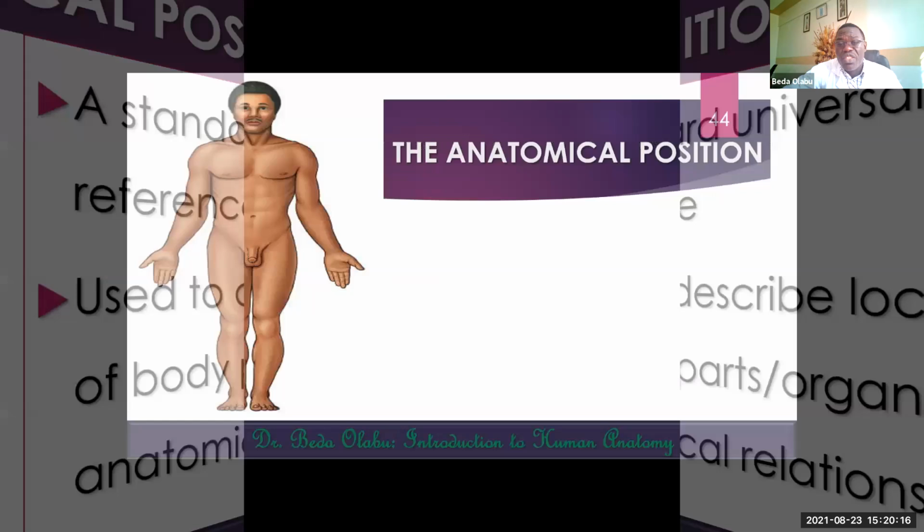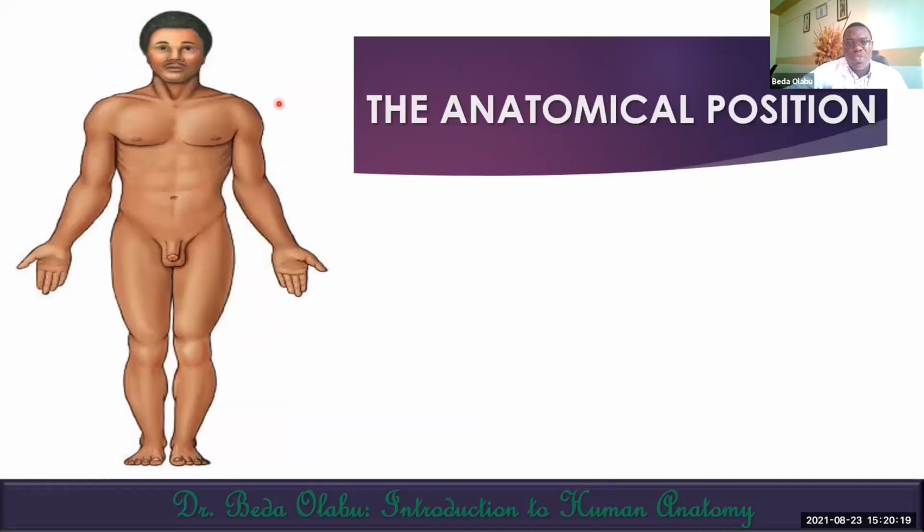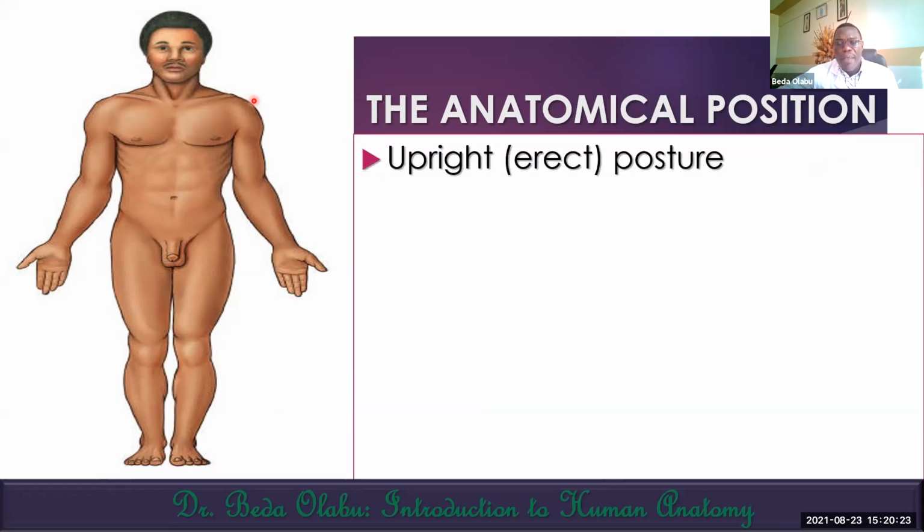So what is this anatomical position? In the anatomical position, we assume that the person is standing upright, as you can see here. So the anatomical position of man is an upright posture. That is to mean that when you're describing things in the body of a human being, let's use the term patient in this case, because perhaps many of you listening to me are going to be clinicians, and so you'll be describing patients.